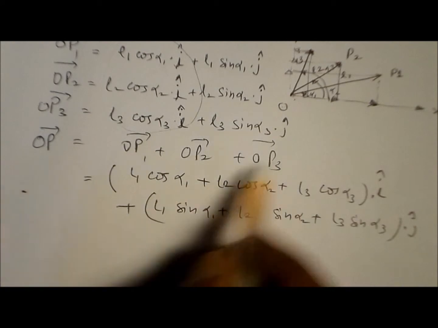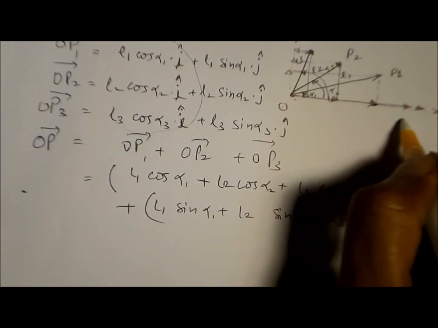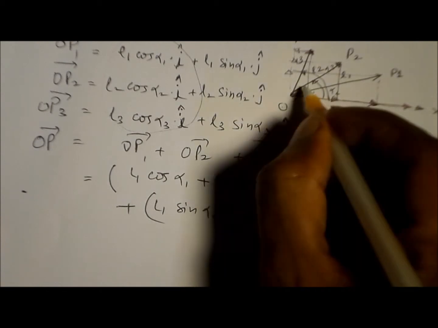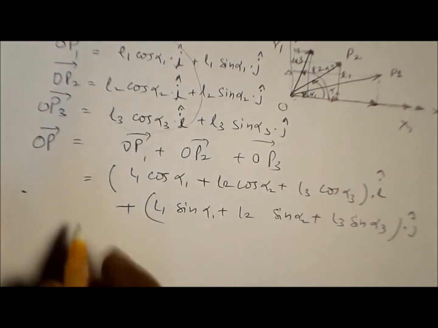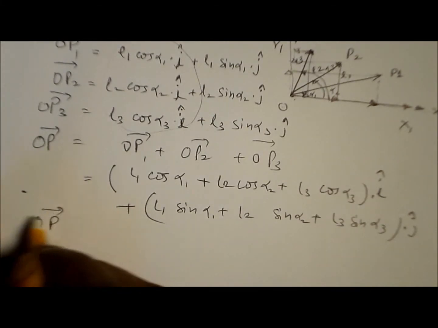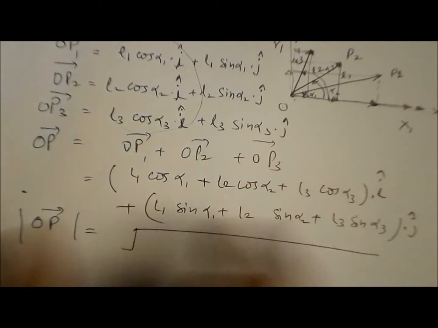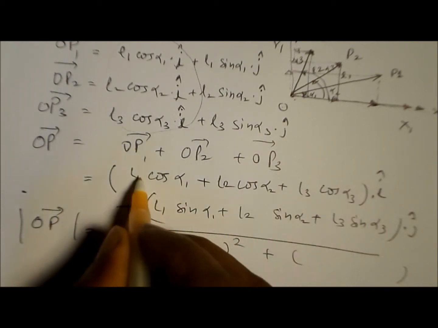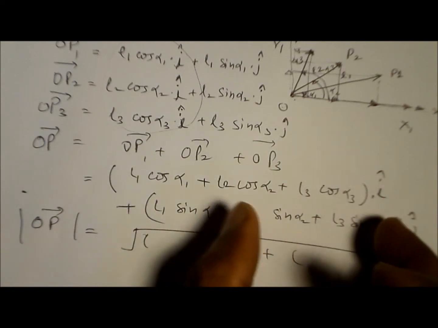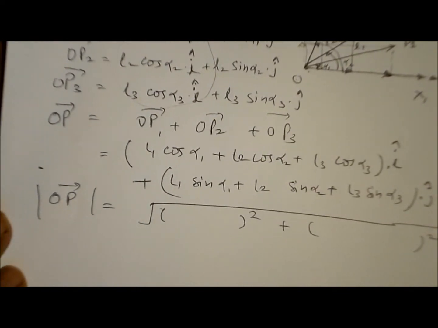The magnitude is simply, let's say the x-axis sum comes like this. Let's call it x1, and the sum of the y-axis comes at y1. Then we can find the result. The magnitude of the OP vector is expressed as the square of this plus the square of this. I will leave it as an exercise. You can write this whole term here and this whole term here, square them, add them, find the square root, and you get the resultant magnitude.